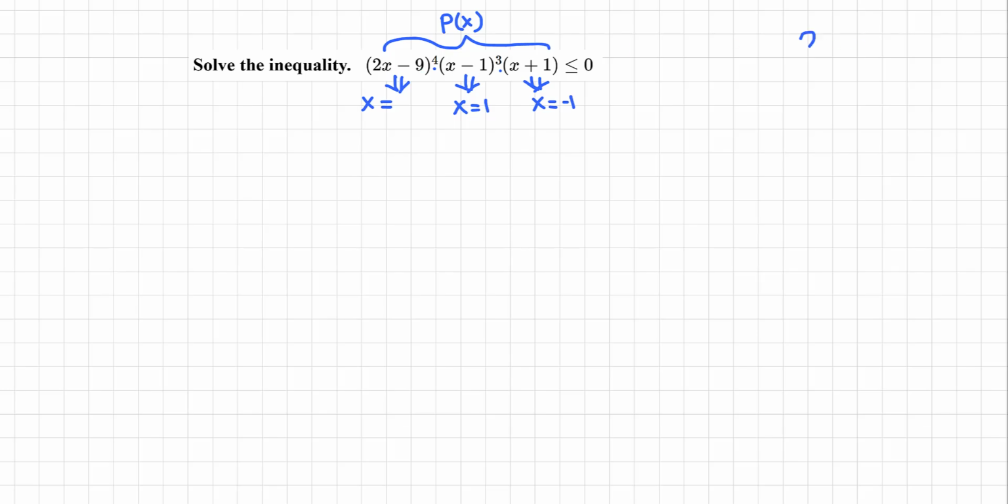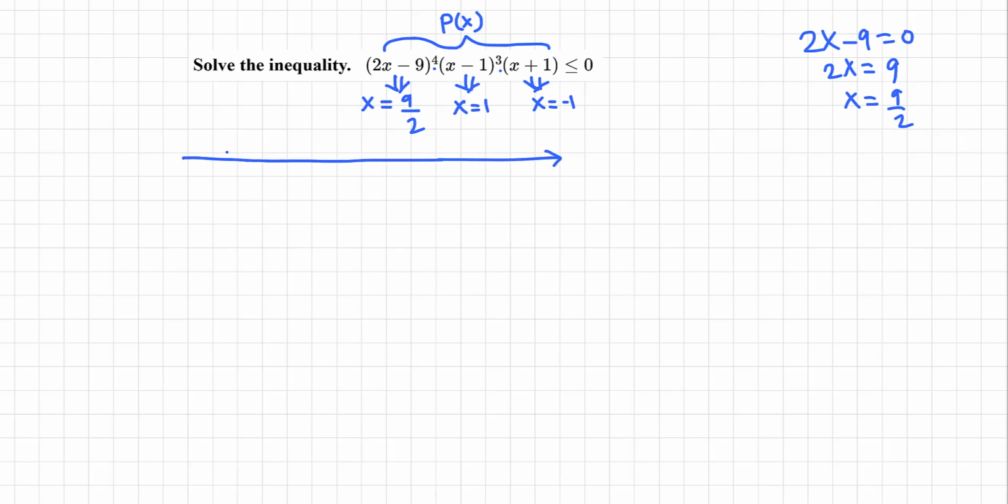2x minus 9, we can do some math here. Move 9 over, add 9, divide by 2. So 9 halves. These three numbers make this polynomial equal to 0. So these numbers should also be included in the solution. Based on these three numbers, now our number line will be divided into 4 intervals.